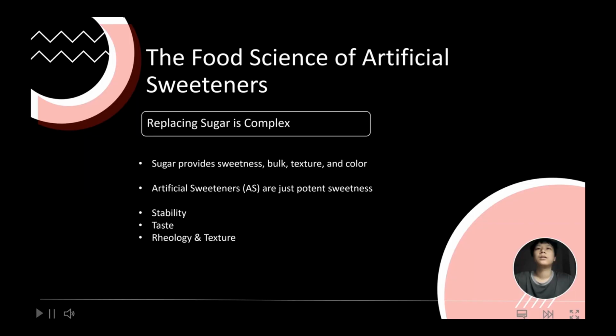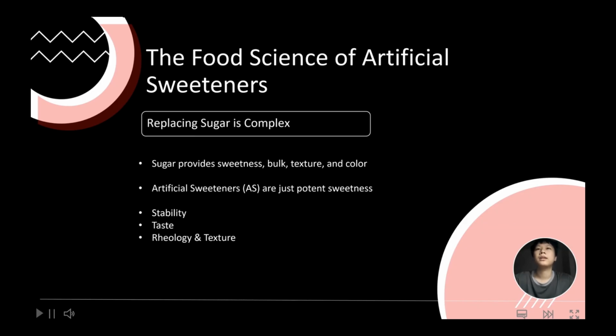The biggest challenge in using artificial sweeteners isn't just making things taste sweet. It's that sugar is a multi-talented ingredient. It provides bulk in your cake, the texture in your ice cream, and the golden color on your cookies. Replacing all of that with a pinch of sweet powder is a fundamental problem we face. It creates three major problems.